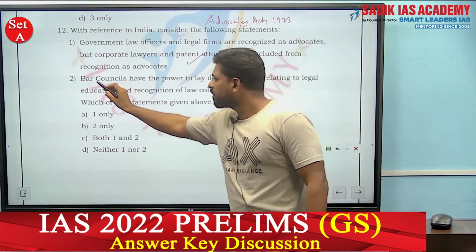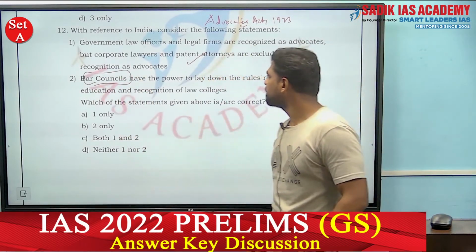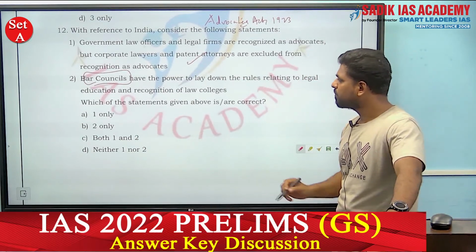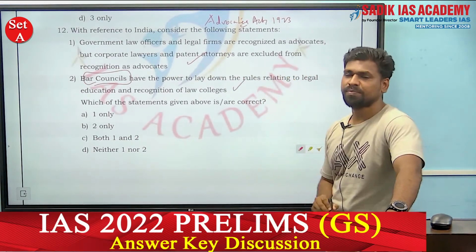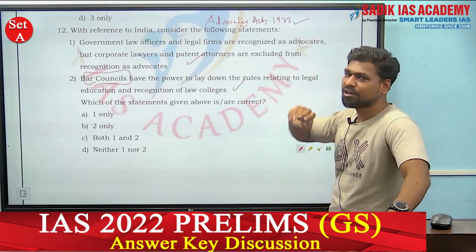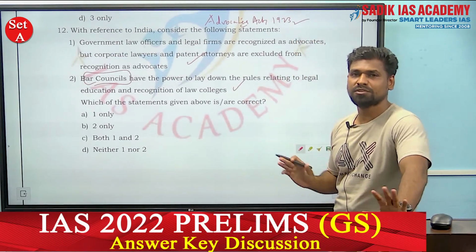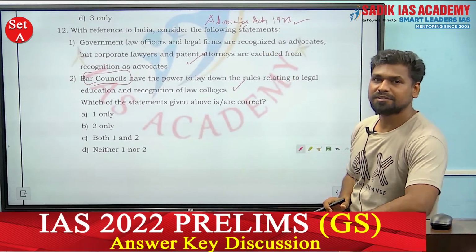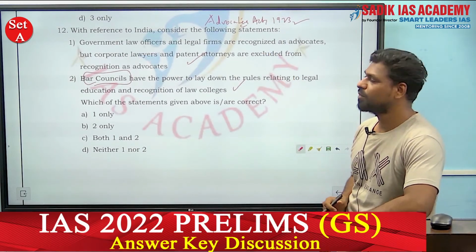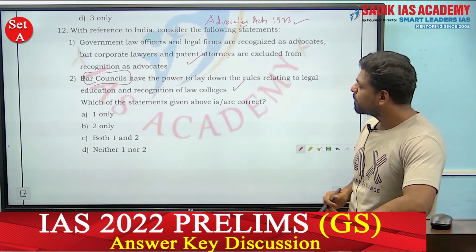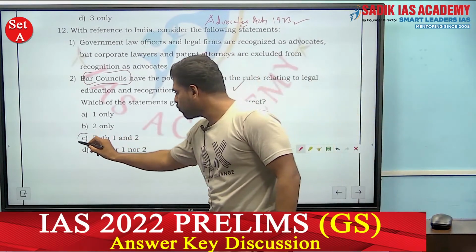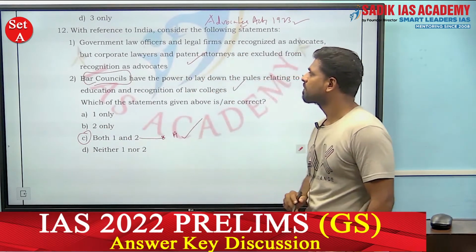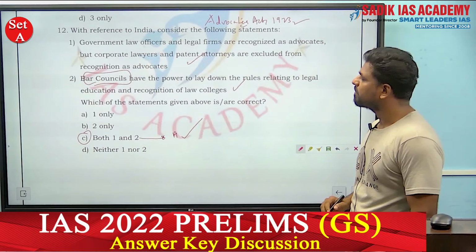Statement number 2, bar councils have the power to lay down the rules relating to legal education and recognition of law colleges. This statement is also true. This particular question was a bit difficult, because without knowing these technical details, we won't be in a position to handle it. The right answer for this question is answer C, both 1 and 2. We'll move on to the next question.